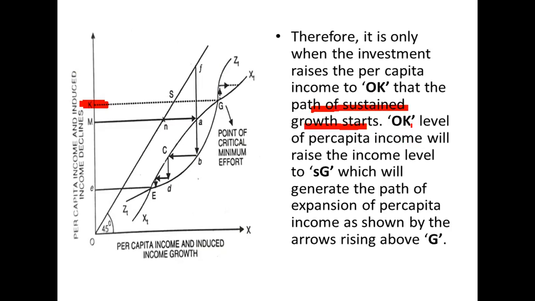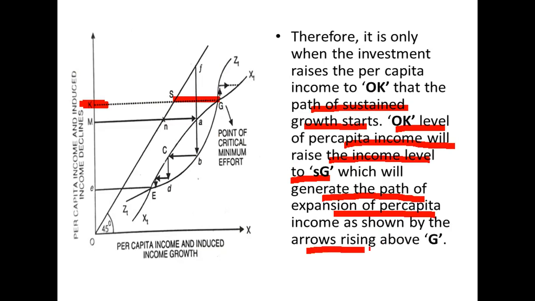Why is it called a self-sustained growth path? Because the OK level of per capita income will raise the income level to SG. This much increase will generate the path of expansion of per capita income, as shown by the arrows rising above G. When you increase the per capita income from OE to OK, we actually come to this point G. At point G there is an equilibrium between shocks and stimulants, because the income generating curve XT, or stimulants, is just equal to the shocks. So we have reached an equilibrium position again at point G.